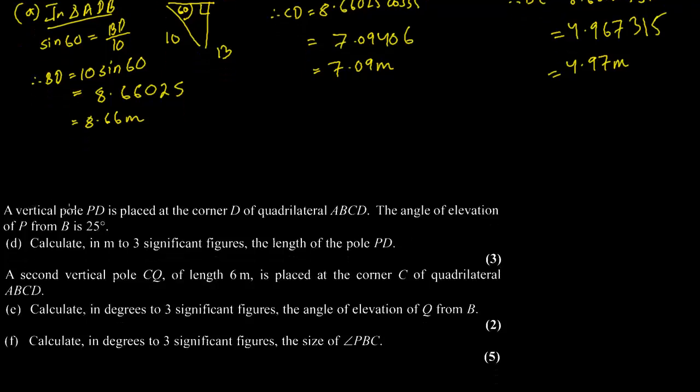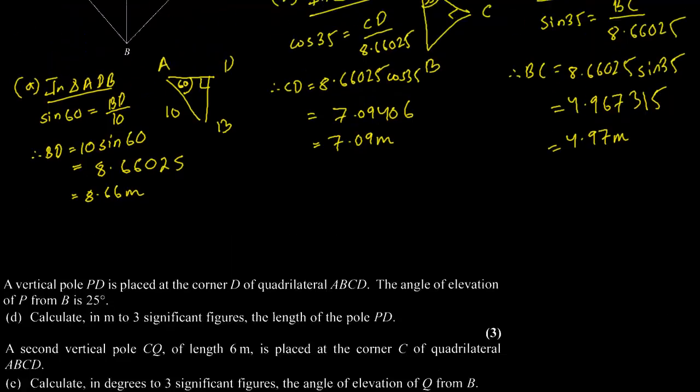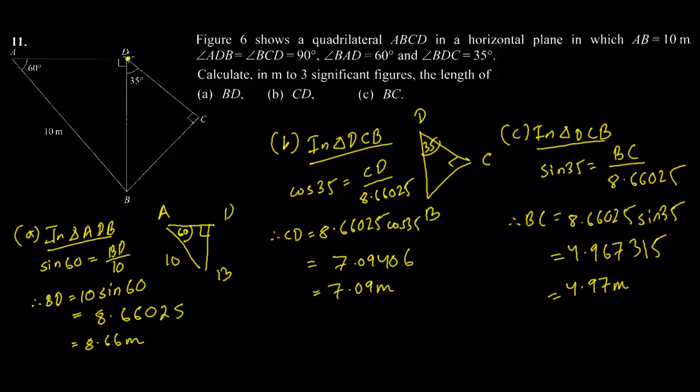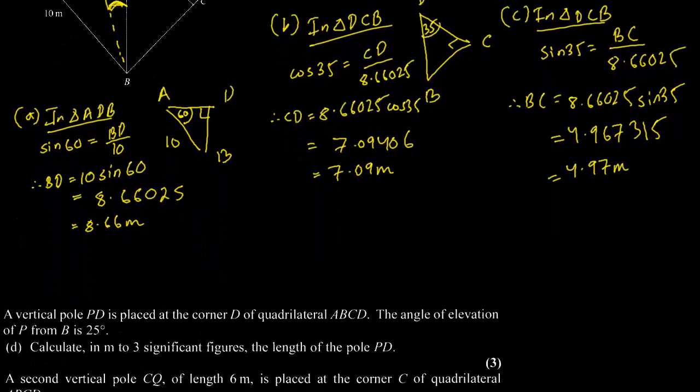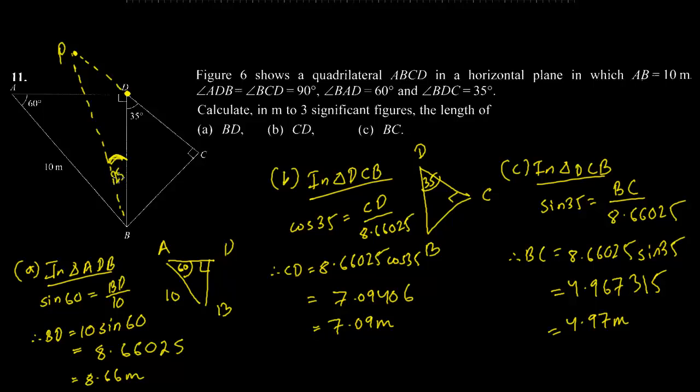Now the question is, there is a vertical pole. The 2D sum now becomes a 3D sum. So at the point D, there is a vertical pole which is rising above the ground. It is placed at the corner D of the quadrilateral ABCD. What happens? So here there is a vertical pole which is rising above the ground and it's making an angle with the ground. Remember, the angle of elevation is always with the ground and its horizontal side. So that angle of elevation from B to the top of the pole is 25 degrees. So the right angle triangle that we have to use is triangle PDB.